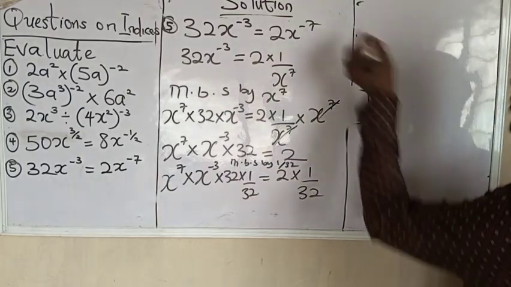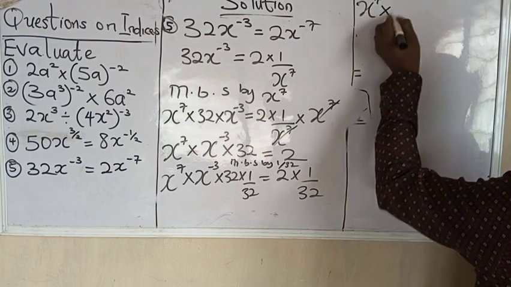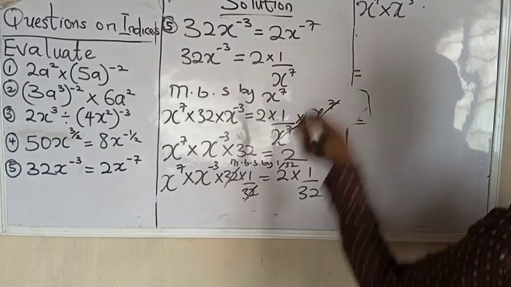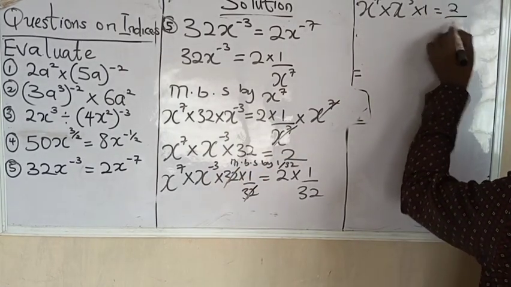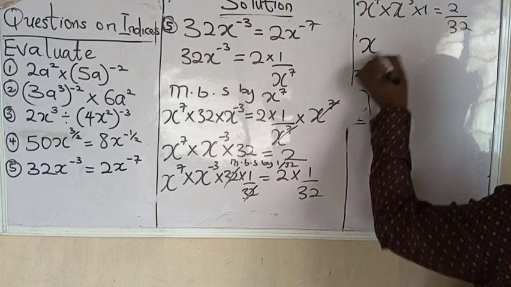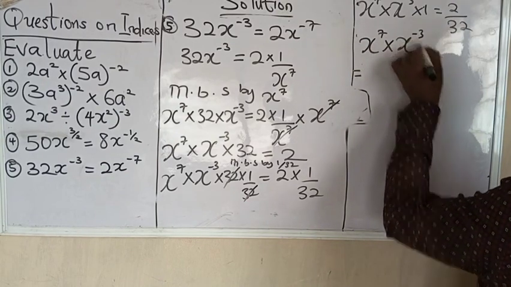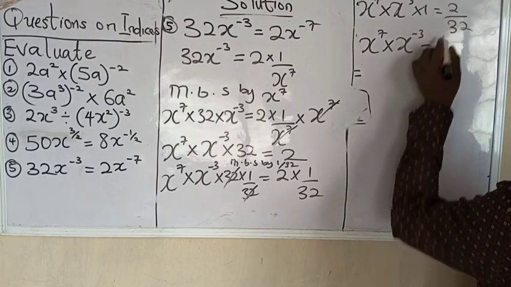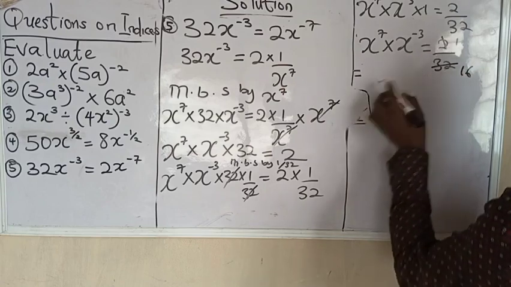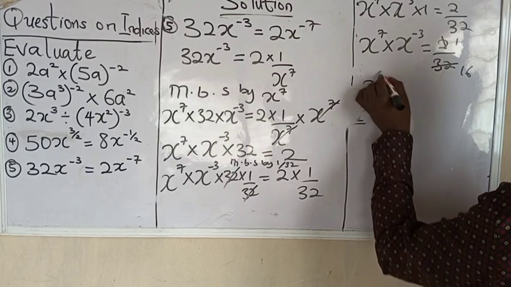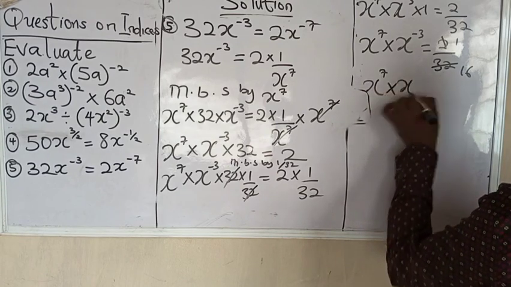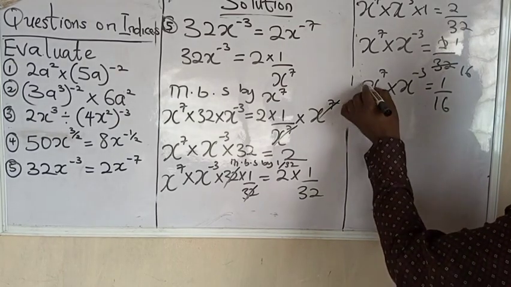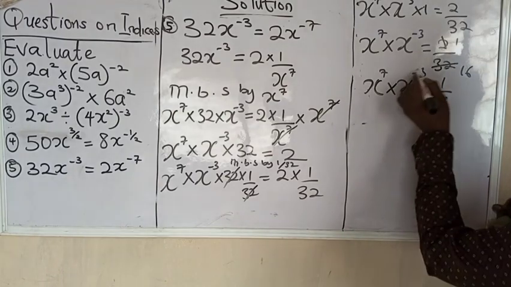So we have x raised to the power 7 times x raised to the power minus 3. This cancels, so times 1 equals 2 over 32. So I can as well say this is x raised to the power 7 times x raised to the power minus 3 equals 2 over 32. So when I divide both to its lowest term, I can see this is 1 over 16. So I can as well say x raised to the power 7 times x raised to the power minus 3 equals 1 over 16.